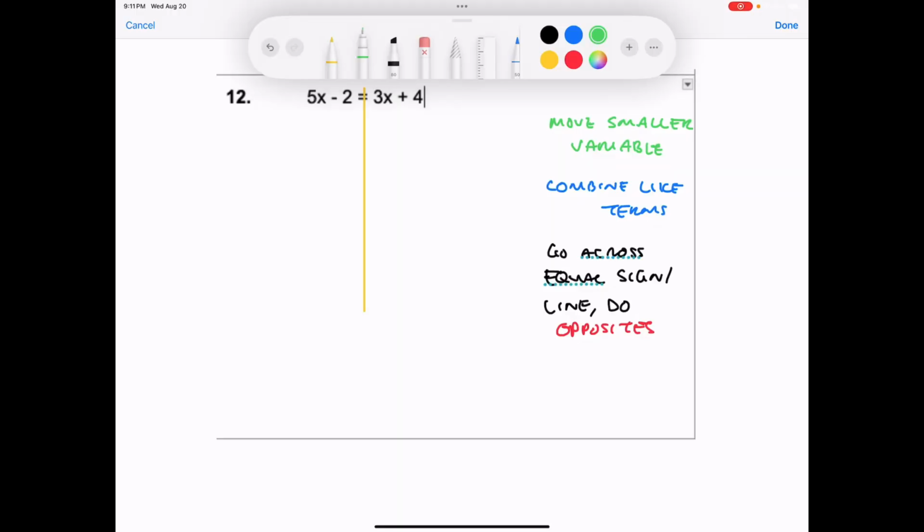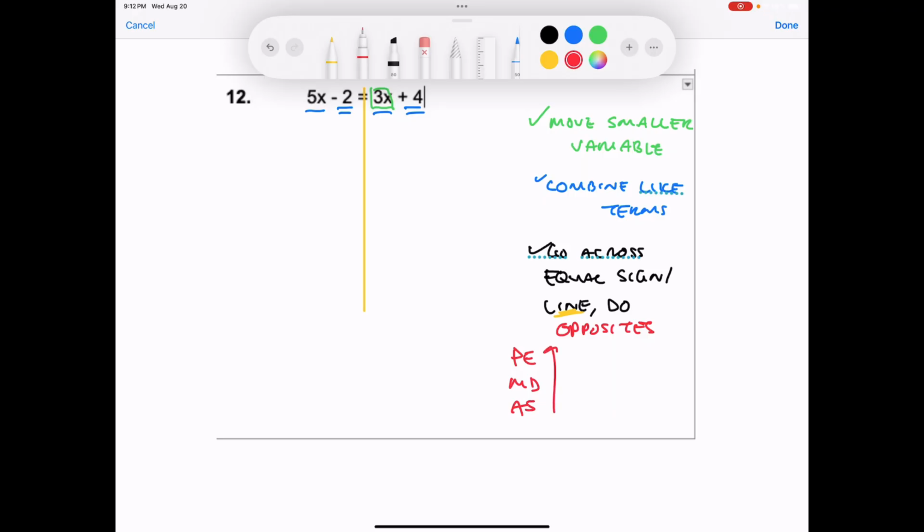All right, for question number 12, before we do that, a couple of hints here. Always try to move the smaller variable. So we'll move this one over that direction. That's what I'm talking about. Combine like terms. So these have x's, and then these without x's, those are constants, those are like terms. And then the last one is when you're going across that yellow line there, or the equal sign, make sure you do opposites. Remember, the opposites are actually done by PEMDAS, but you're actually going from the bottom to top, okay?